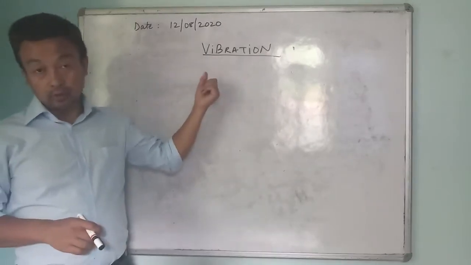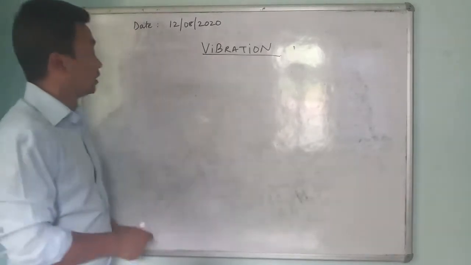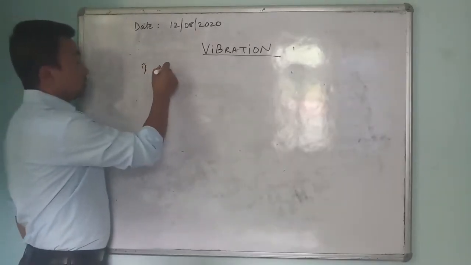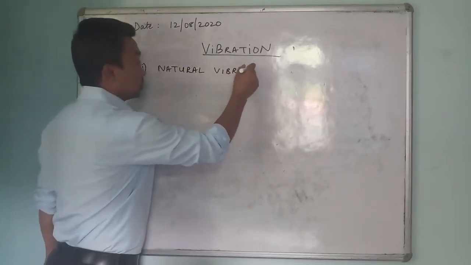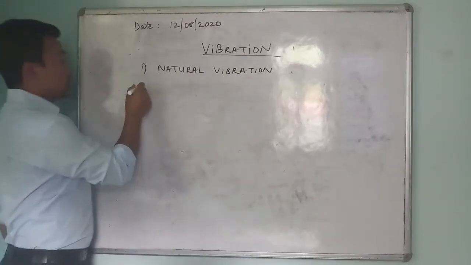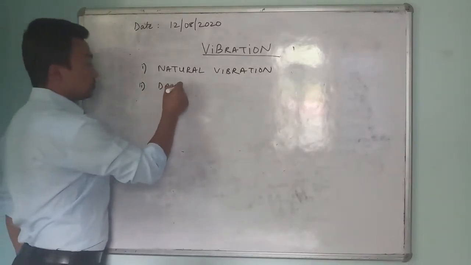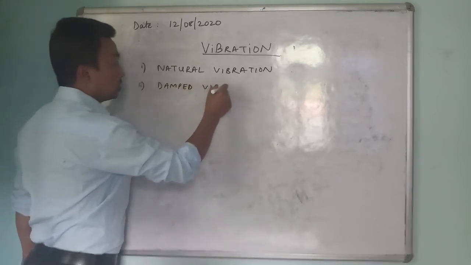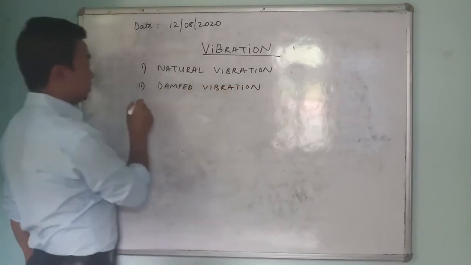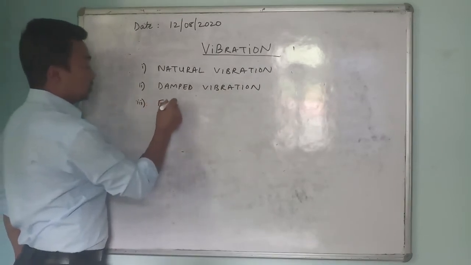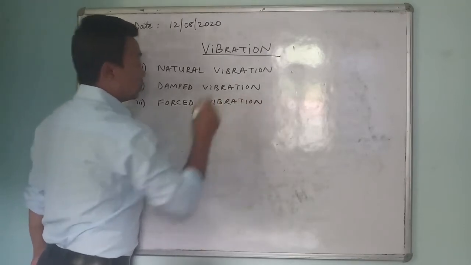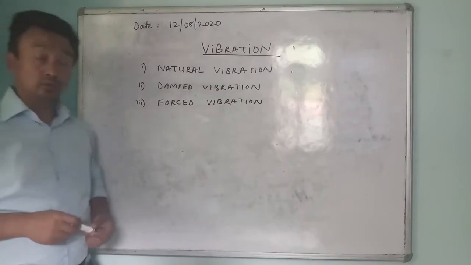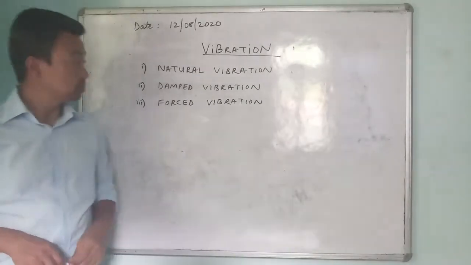Now in this class, there are three types of vibrations which you are going to study. Number one is the natural vibration. Number two is damped vibration. And number three is forced vibration. So we are going to study in detail each vibration, first the natural, which is also called the free vibration.